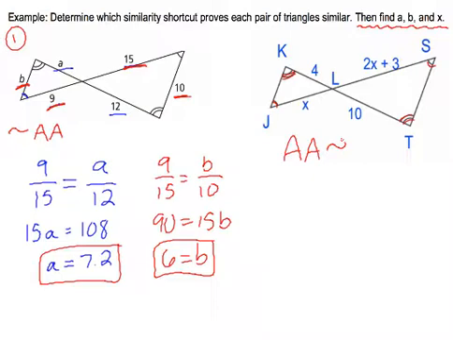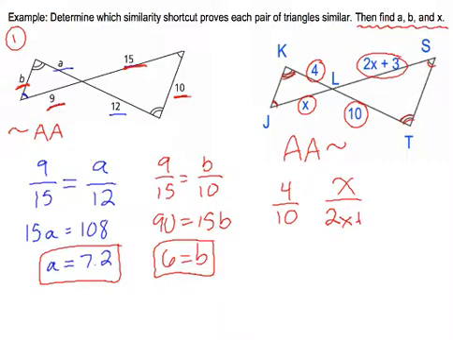Again, we want to make sure we match up corresponding sides. Just like in the previous example, this side length 4 corresponds with this side length 10. So the ratio between these two sides is 4 to 10. That ratio will be the same for all corresponding sides. So the ratio between this side, x, and this side, 2x plus 3, will be in that same ratio. So 4 over 10 is equal to x over 2x plus 3. These ratios must be the same. Hey, now we have another proportion, and we can solve.